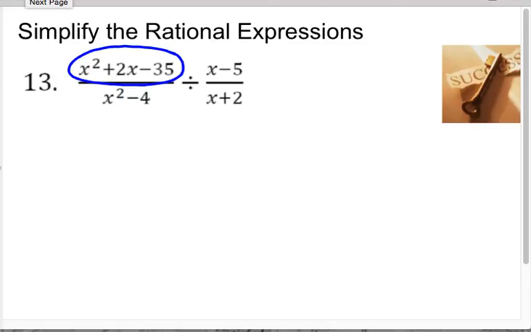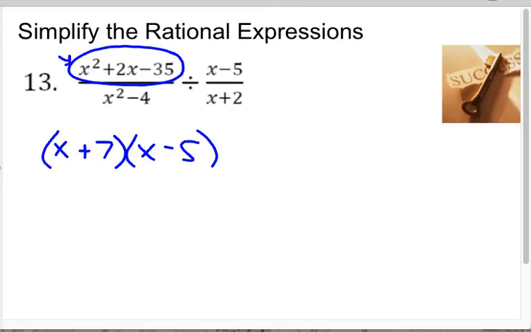Factors of negative 35 that add up to 2. Well, it's 5 and 7. I want a positive 2, so it's going to be positive 7 and negative 5. If I FOIL this back out, I'll get the x squared plus 2x minus 35 all over.